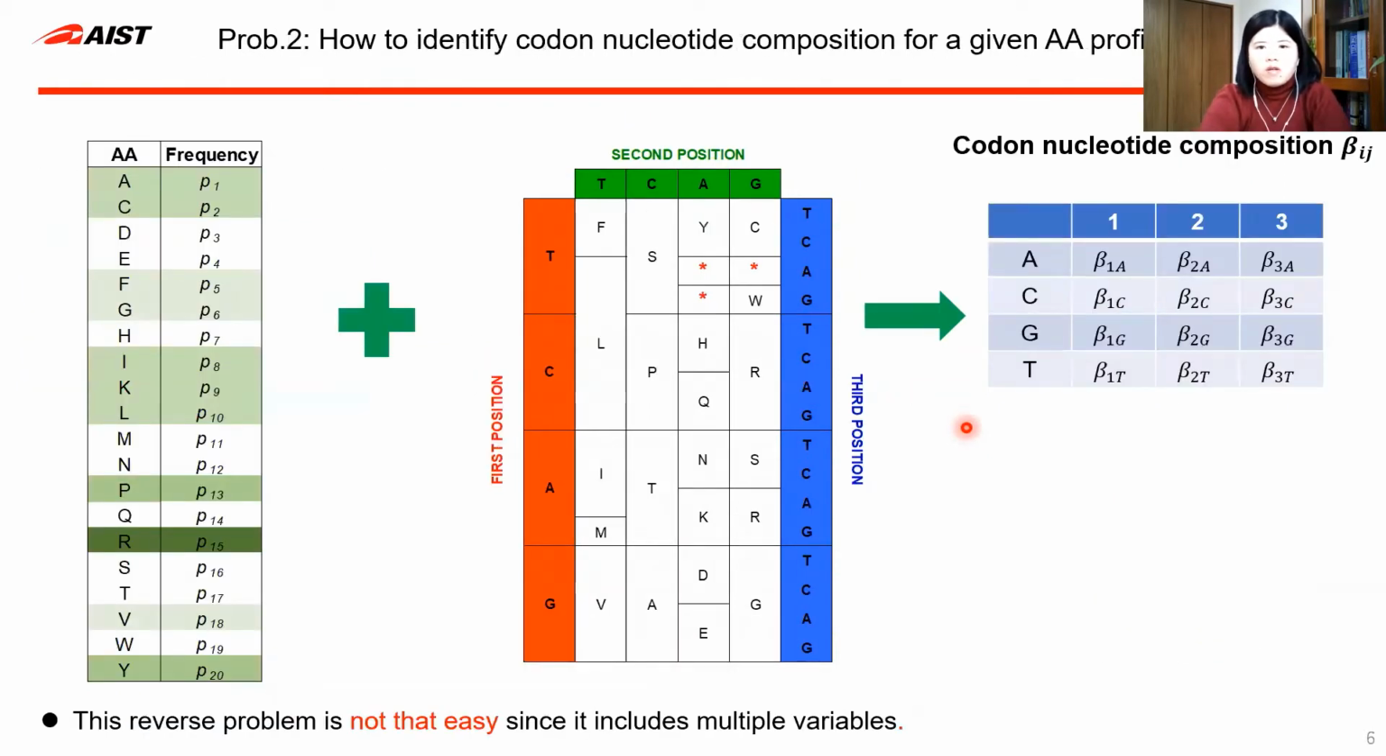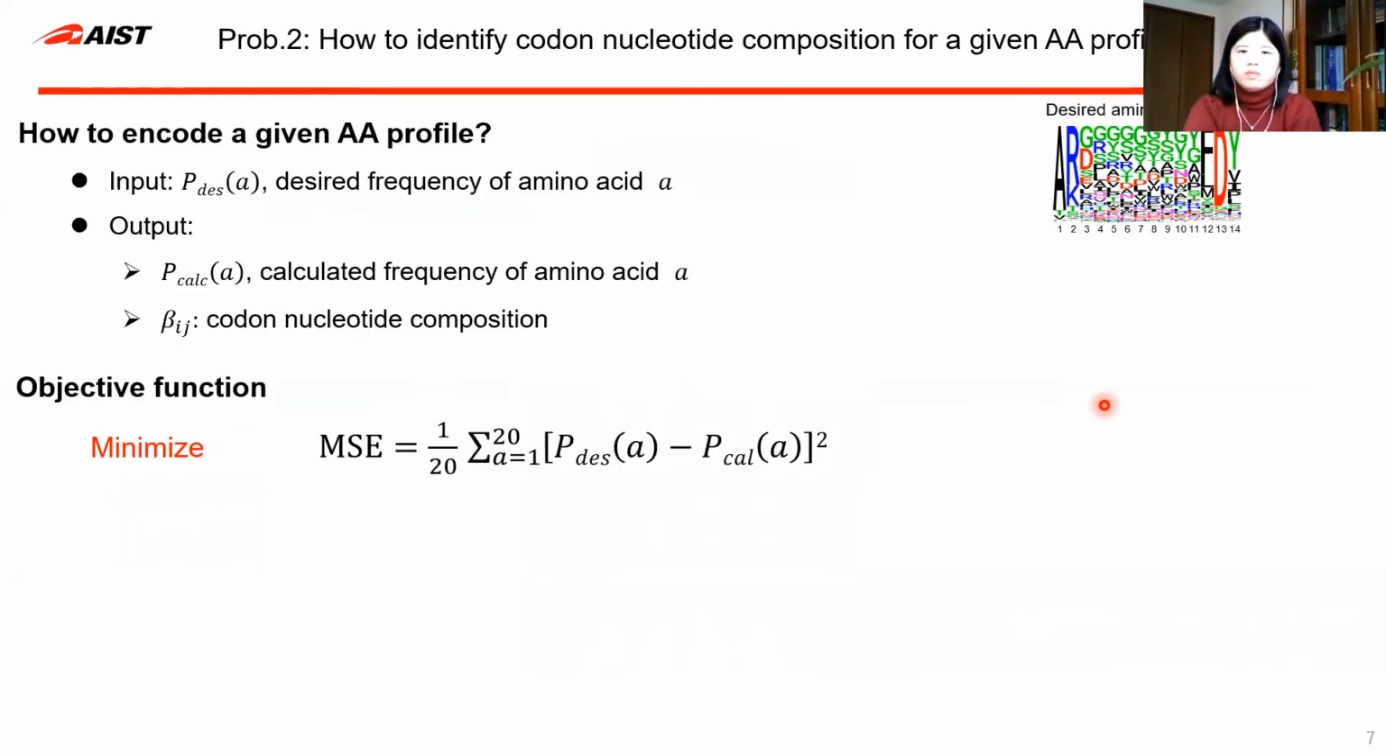So how about the reverse problem? Given an amino acid profile, how to identify its corresponding codon nucleotide composition? You might see that this is not easy since it includes multiple variables. We approach this problem as an optimization problem.